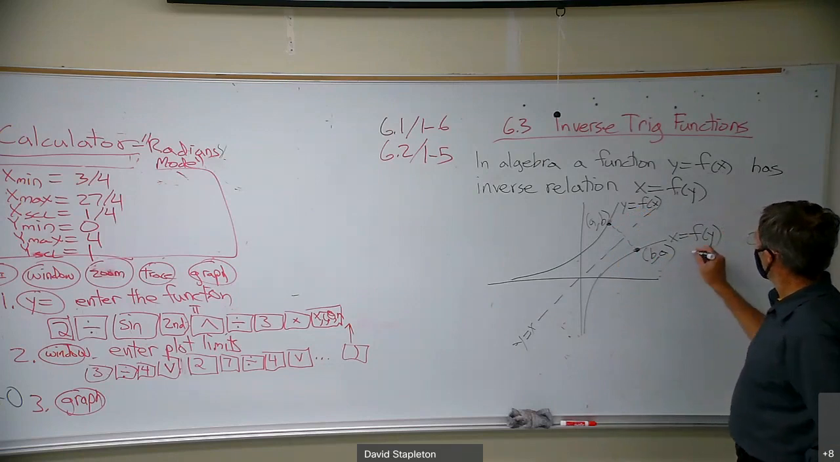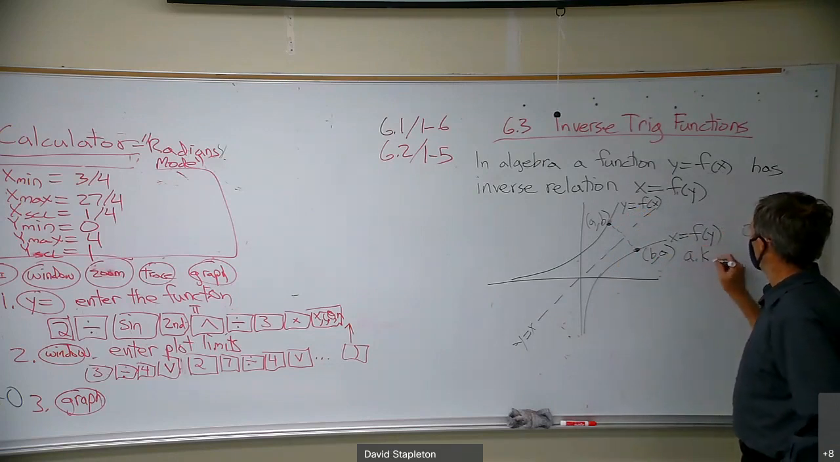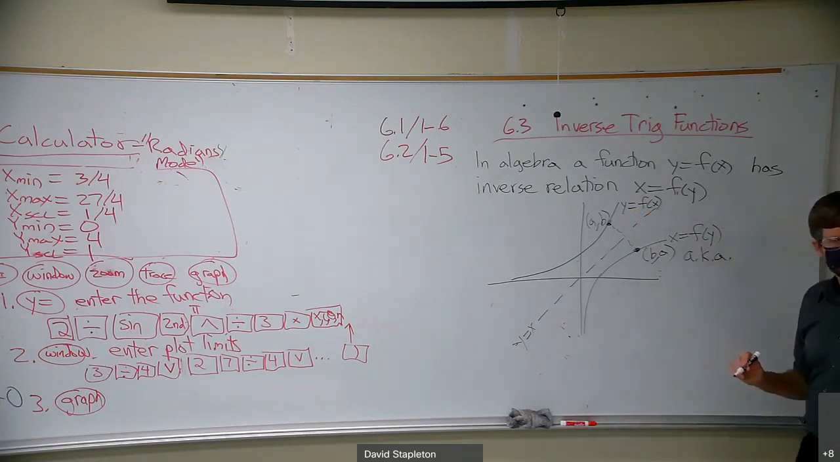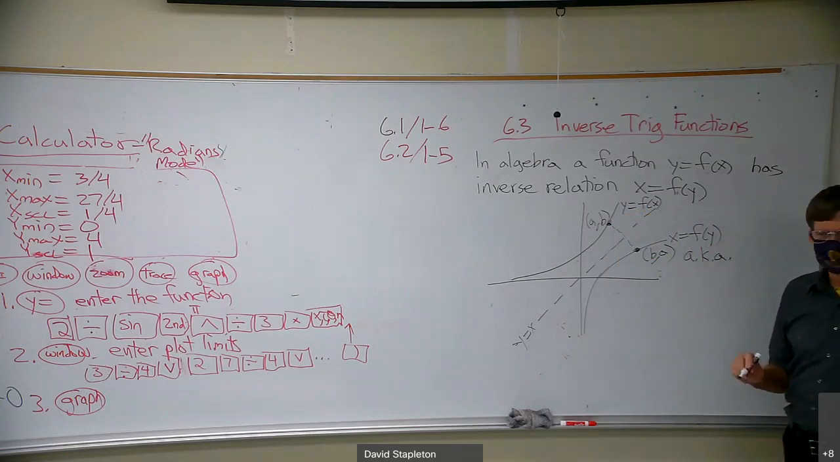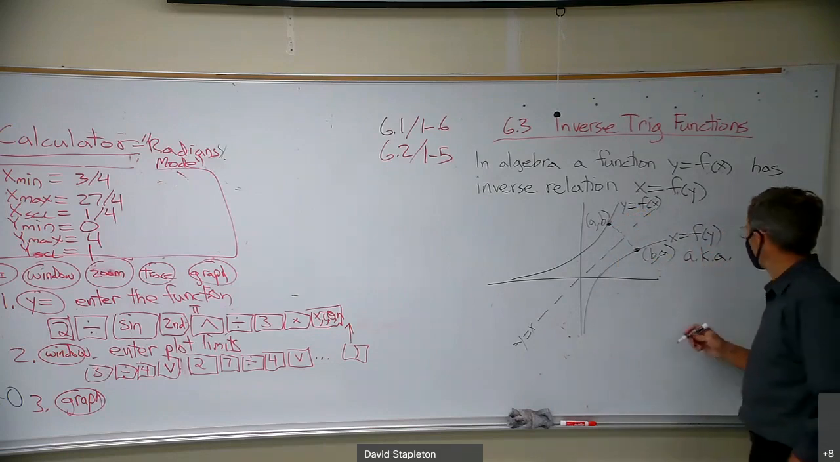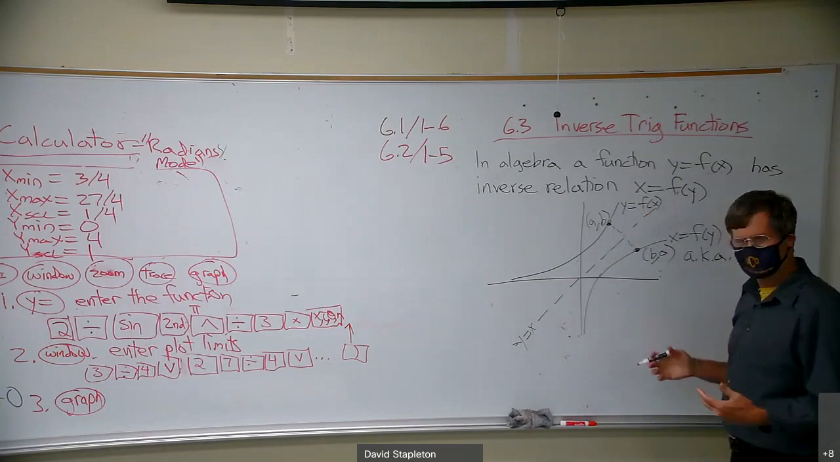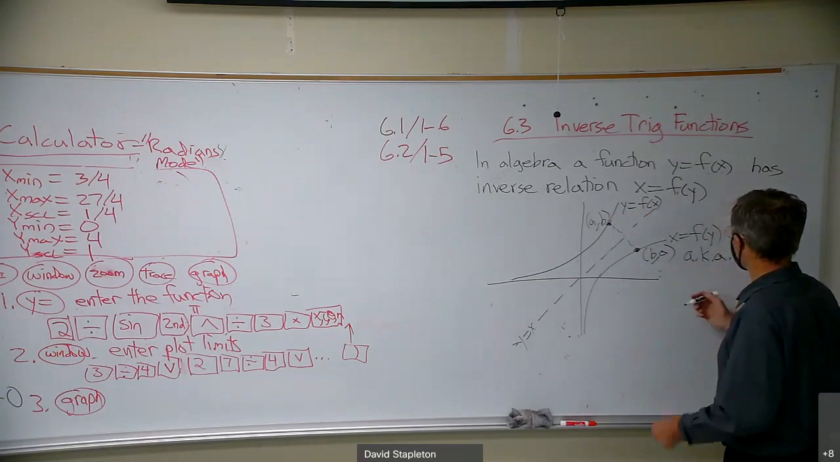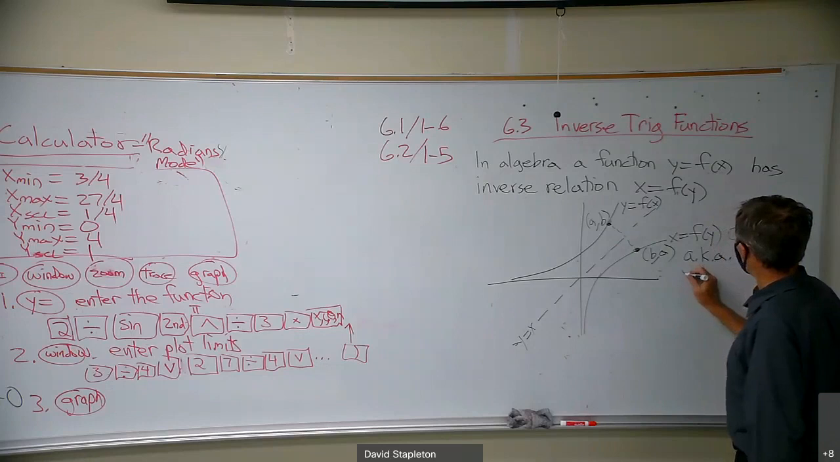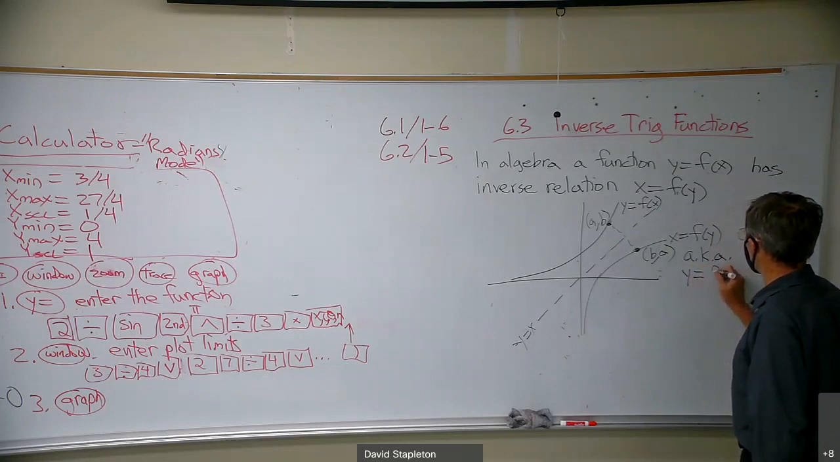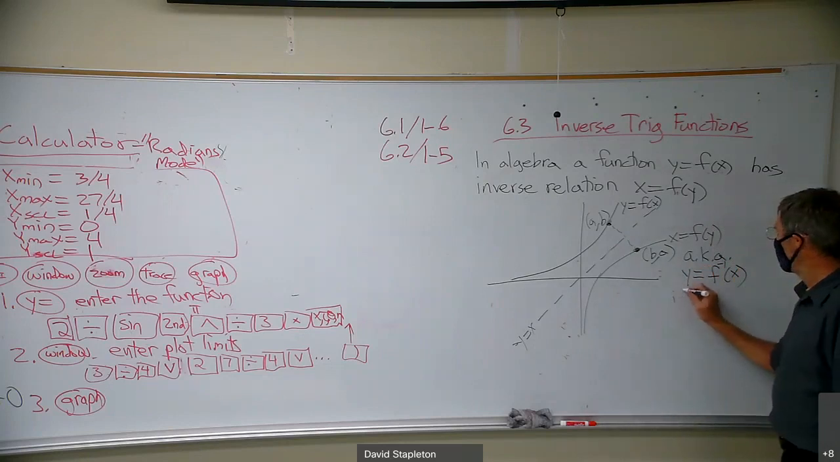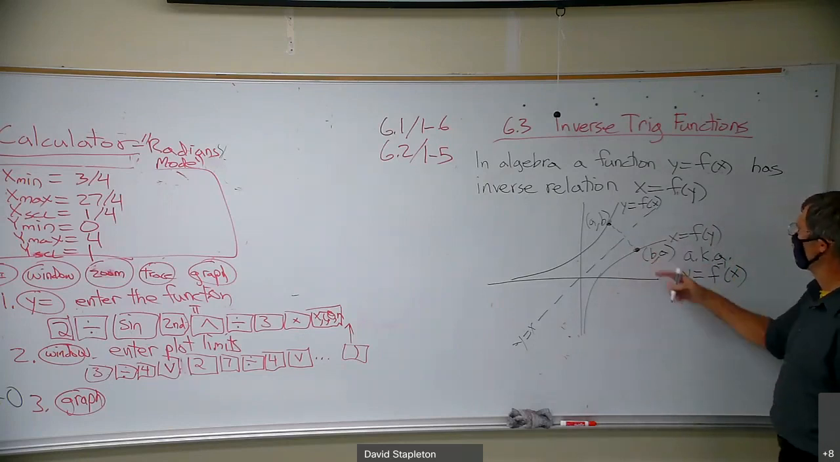And now, if we also call this, we'll say AKA. What does AKA stand for? Yeah, also known as, like Muggsy or something is the gangster's name, also known as Muggsy. Anyway, y equals f inverse of x. We'll also call it the inverse function if this inverse relation is a function.